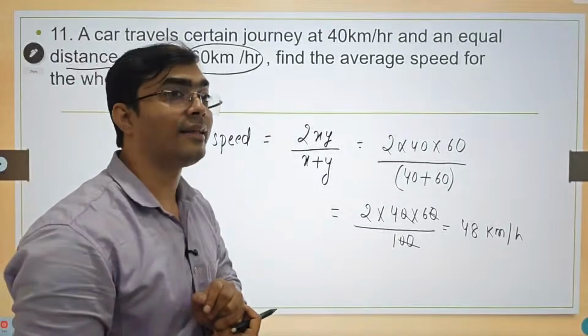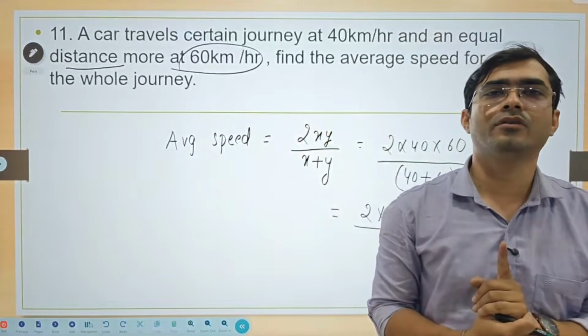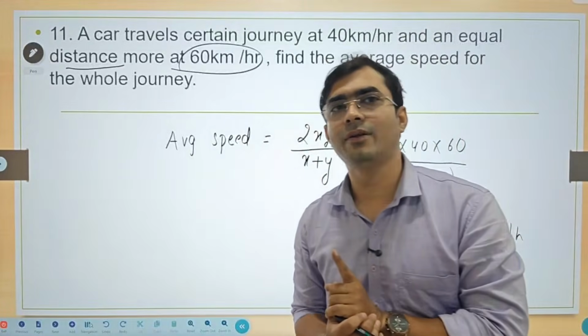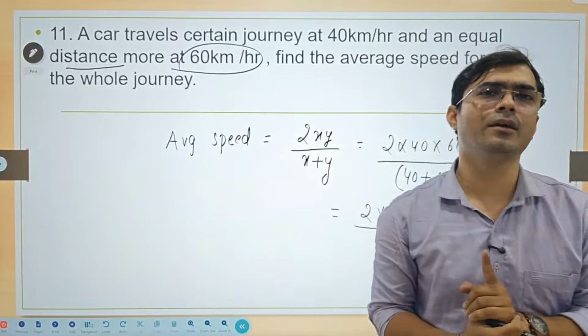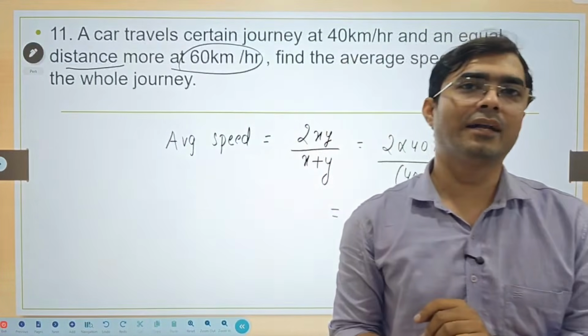Right. That's all. I think a few more concepts are left from distance and time. One concept is the concept of relative speed. So next class we'll be starting with the concept of relative speed. We'll be solving a few more problems based on those concepts. So that's all for today.